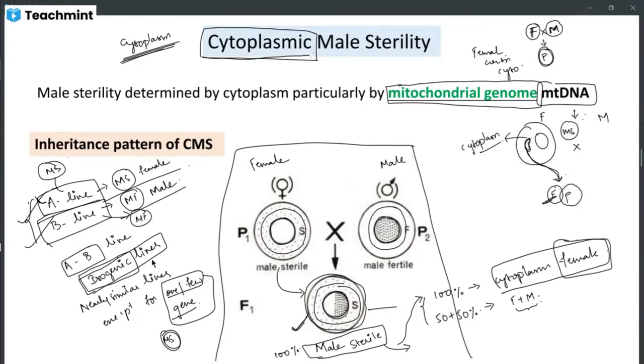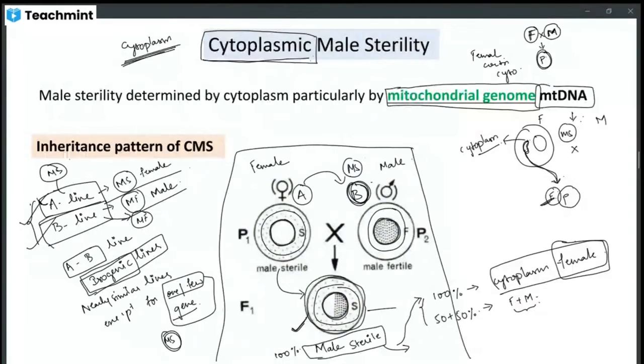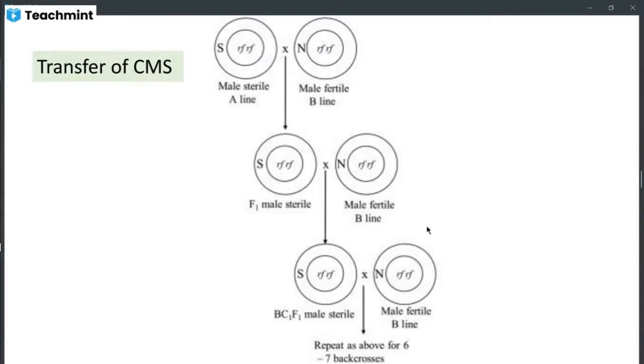So if you want to transfer this cytoplasmic male sterility from one line to another line, for example, let us consider you want to transfer the cytoplasmic male sterility from A to B. You also want to make this B line male sterile. Which method do you choose? Backcross method, sir. Yeah, so you need to perform continuous backcrosses, right?